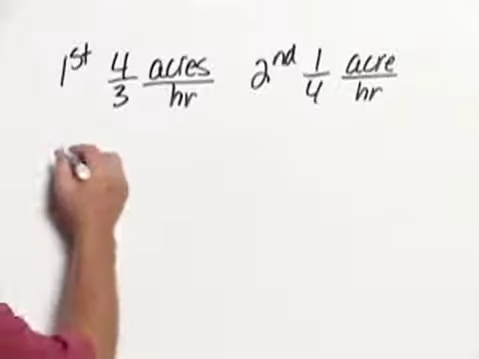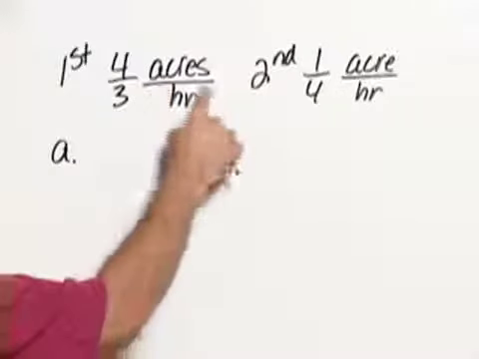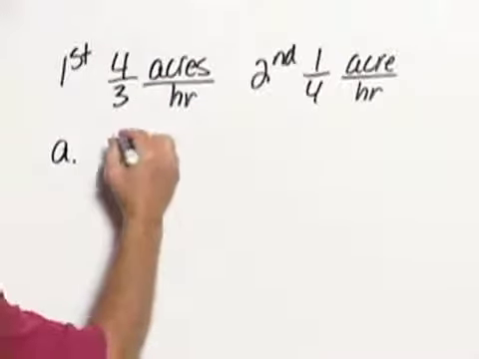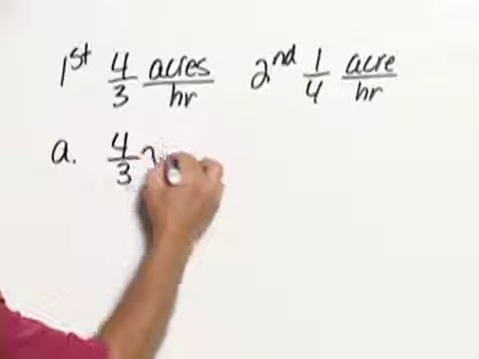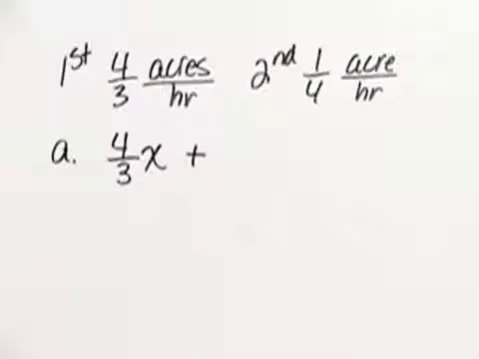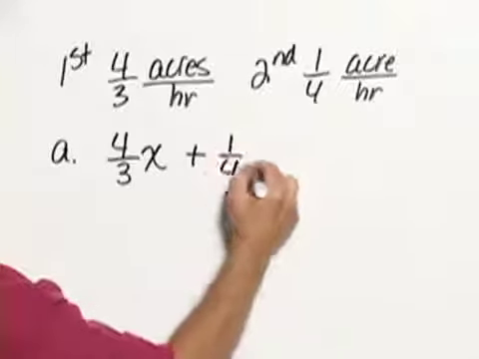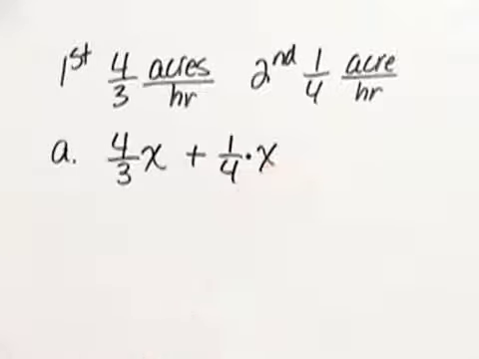For part A, we were to determine how much acreage they would do working together in X hours. So what we would do is multiply the rate times the time, and in this case the time is X. So it would be 4/3 X for the first person, to which we would add the amount for the second person, which again, rate times time, 1/4 times X.